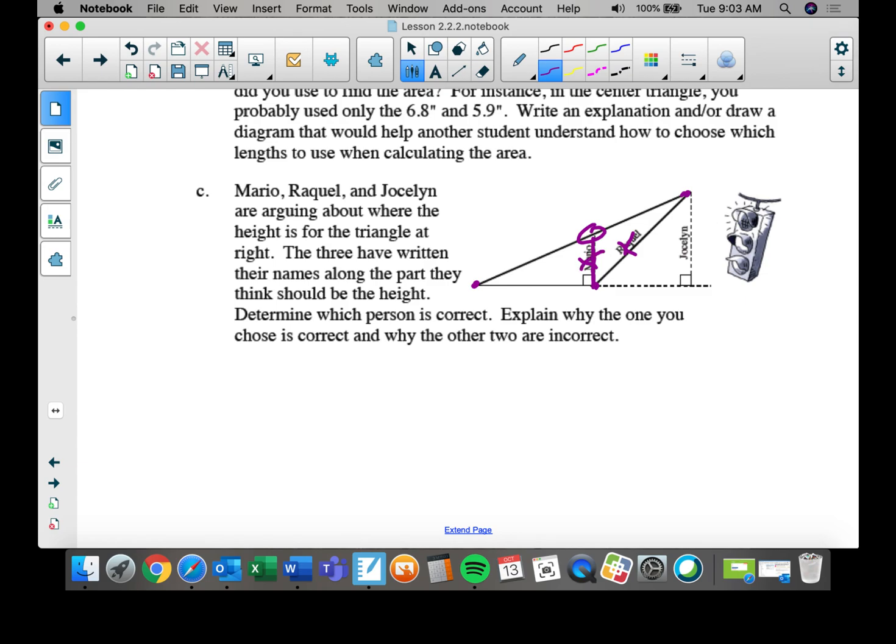Jocelyn is the one that we're taking a look at. Okay, if you take a look at hers, I'm going to throw another color in here. There's her height right here, which is perpendicular to this extended side right here. If you extended that out, there's your height and your base for this problem. So Jocelyn is the person in this problem who's actually correct in drawing the height in. Okay, so hopefully that makes some sense. If not, ask about that in class and we can go over that a little bit more.